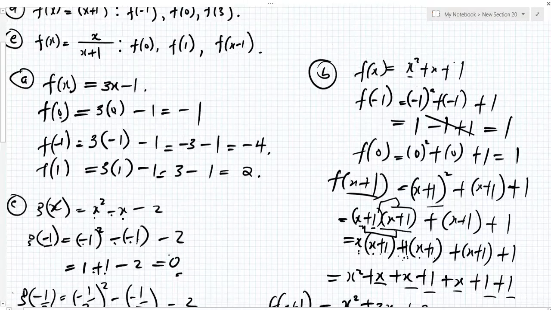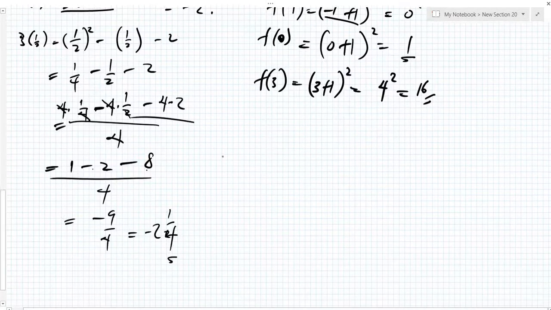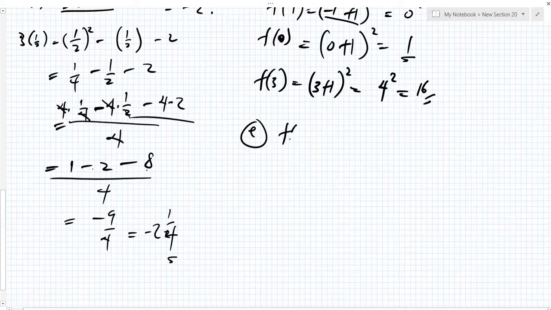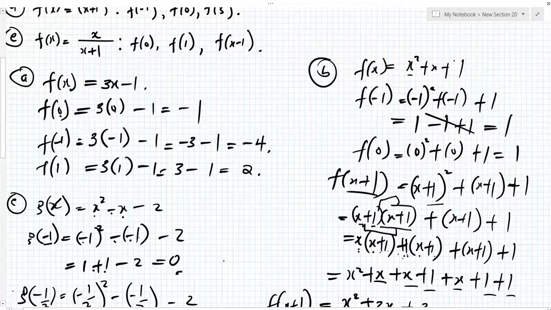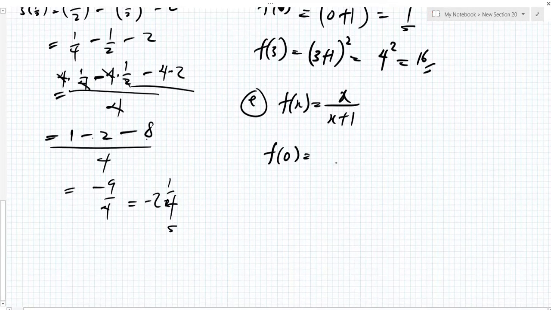And then the next one is E. F of x equal to x all over x plus 1. So f of 0 is equal to, wherever I see x, I put 0. So here is 0, 0 plus 1. So this is 0 over 1, which is 0.